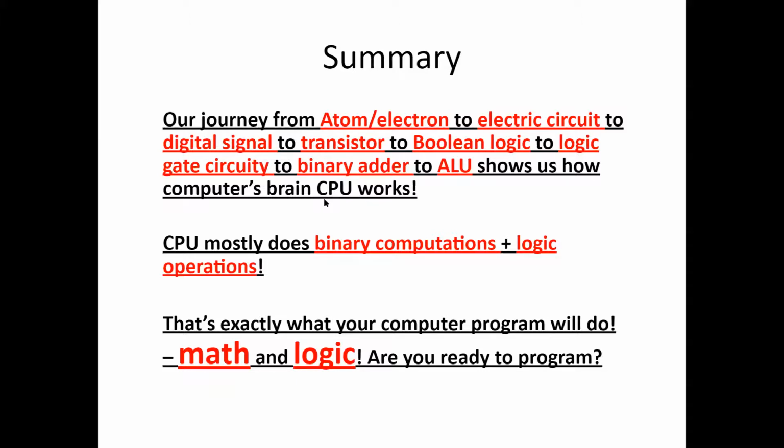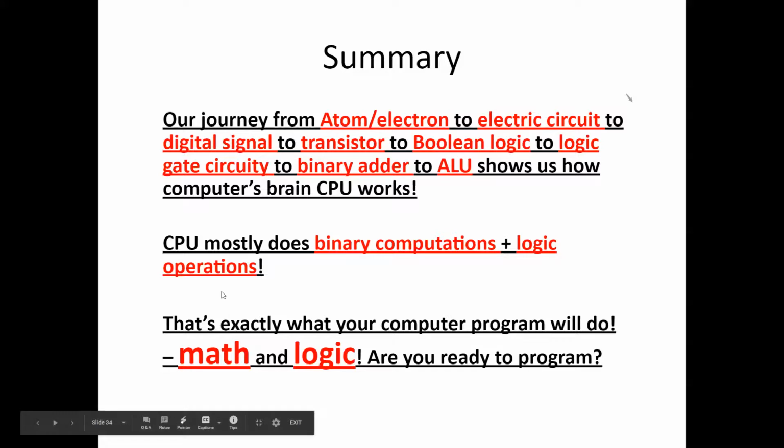So the CPU mostly just does the binary computations and these logic operations. And so when you run your computer program, that is essentially what it will all do. All those words you type, all those characters you type, it will all be converted into binary. And so that's how the computer will give you an output.